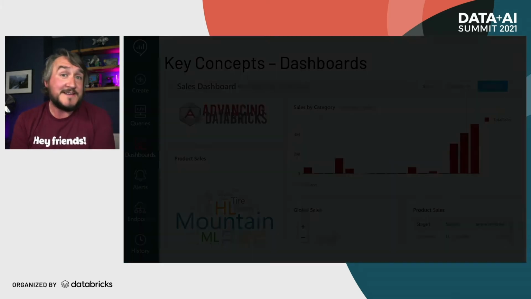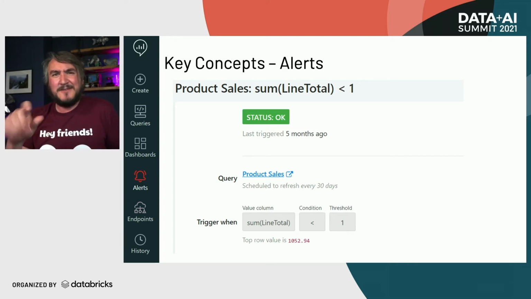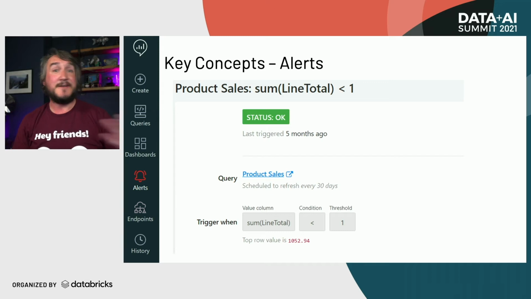Going on, we've got alerts. Now this is super useful. If I've got a data set, I can trigger various alerts based on it. I can say, if that value, next time you refresh, is under a certain amount, send me an email, alert these people if there's an anomaly.